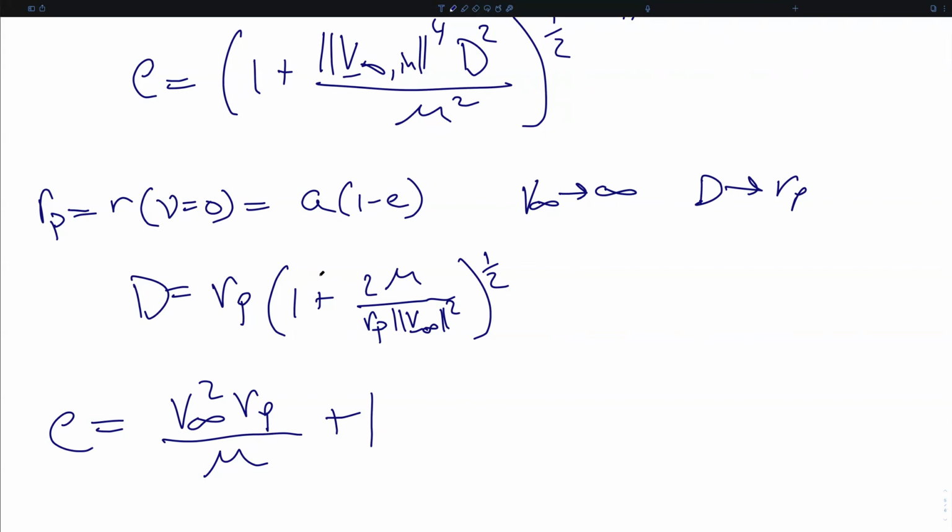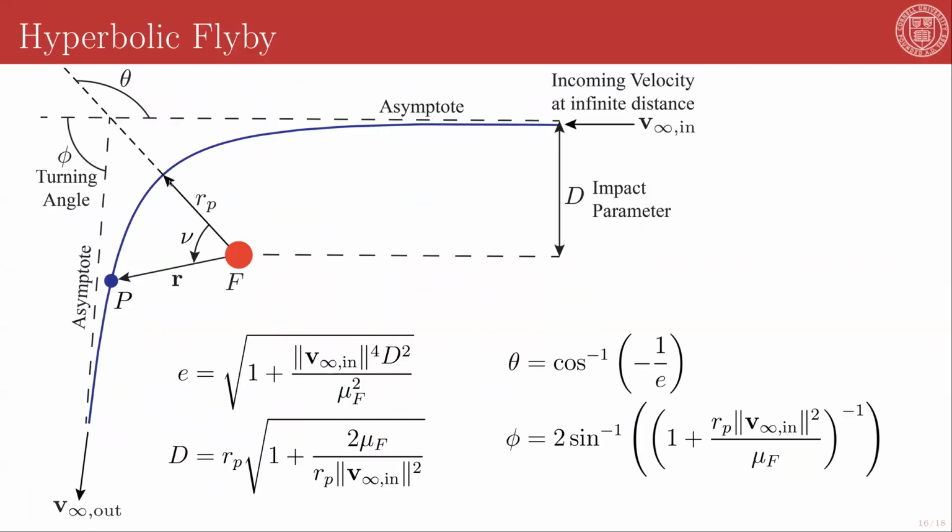Next, we can consider the specific geometry of the system. We note that this angle here has to be the supplement to theta. And we also note that the periapsis direction, the eccentricity vector, must bisect the angle between the two asymptotes. And so this angle here has to be the same as this angle here. We note that these three angles, phi and two quantities of pi minus theta, must sum to a total angle of 180 degrees, or pi.